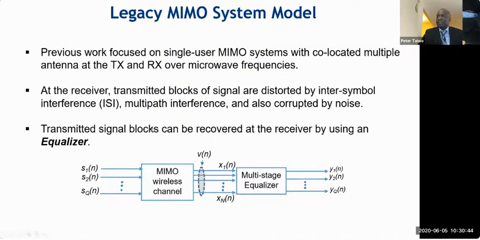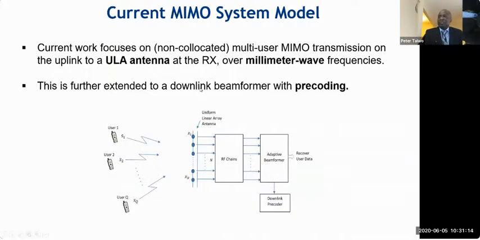Previous work has focused on single user MIMO systems with co-located multiple antennas at the transmitter and receiver over microwave frequency. To mitigate against the inter-symbol interference and noise, we apply the adaptive equalizer, a multi-stage equalizer in case of a scenario where we are dealing with multiple users. But our current work now focuses on non-co-located multiple users transmitting over a millimeter wave MIMO channel, with a ULA antenna at the receiver. This work is further extended to a downlink beamformer for precoding of signals that are supposed to go downlink to a target user.